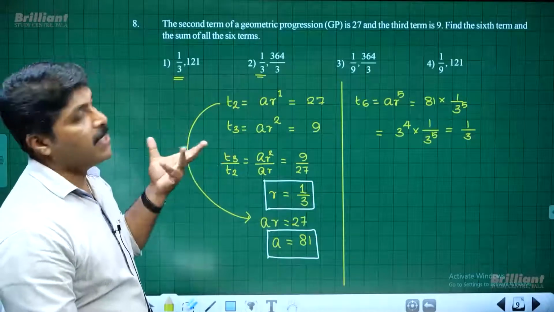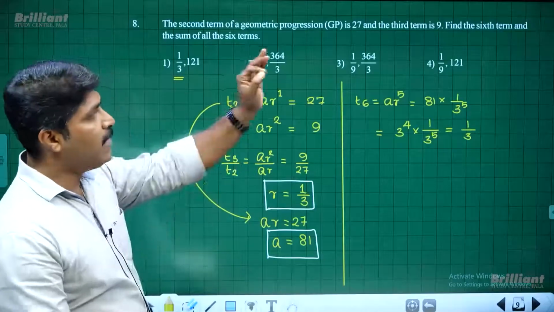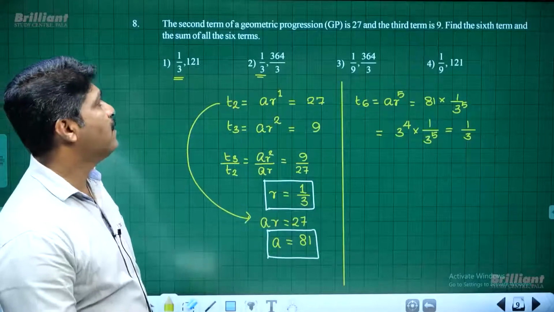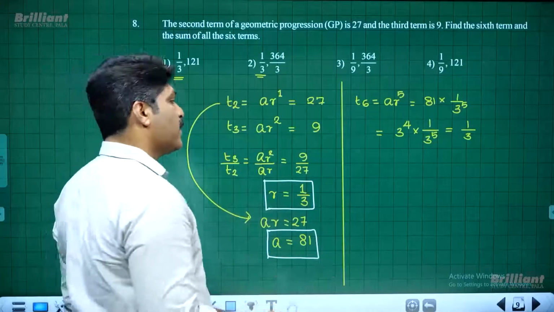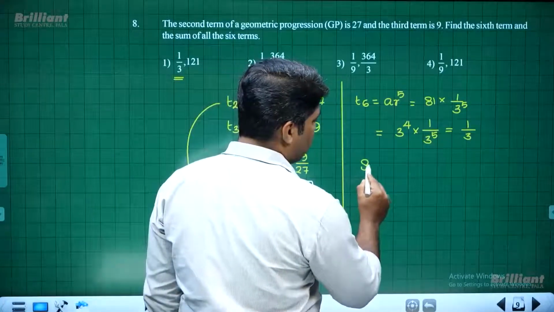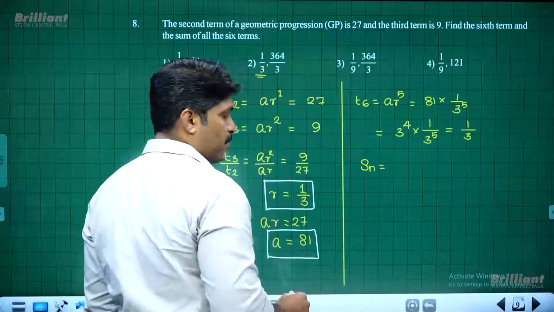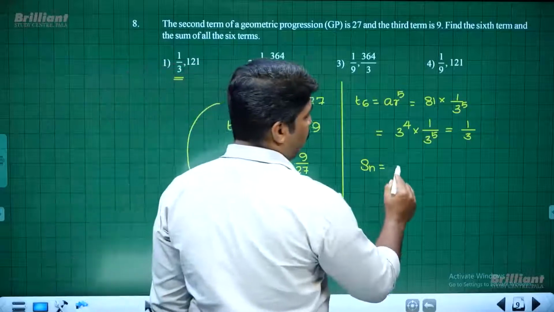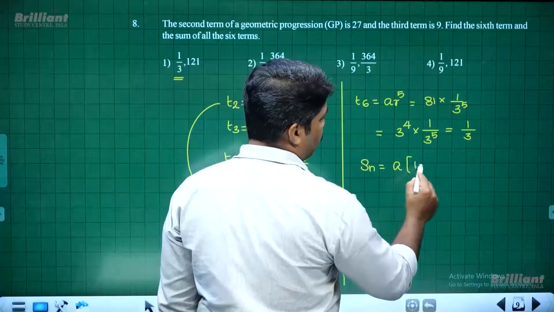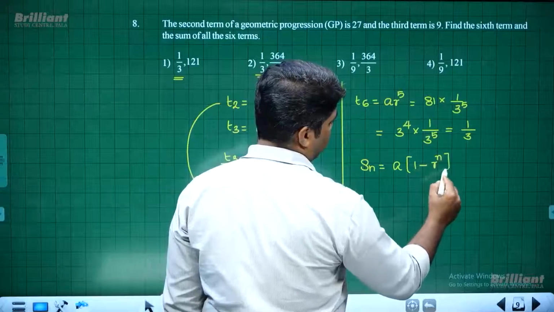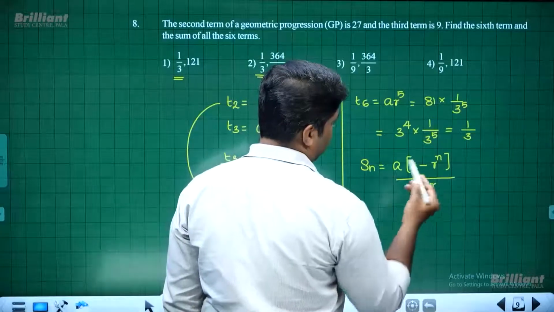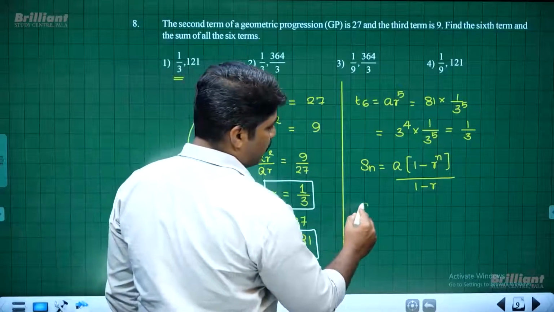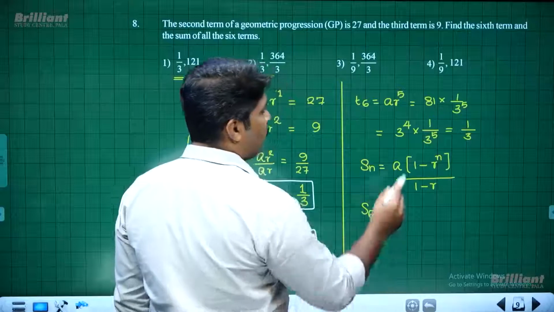For confirming which will be the right one, we have to find the next question's answer. So what is the next question? Sum of all the 6 terms. So here we have to consider the next step. How do we find the sum of n terms of a geometric progression? Here the common ratio is less than 1, so the result is a into 1 minus r raised to n divided by 1 minus r. Here we have to find the sum of the first 6 terms.